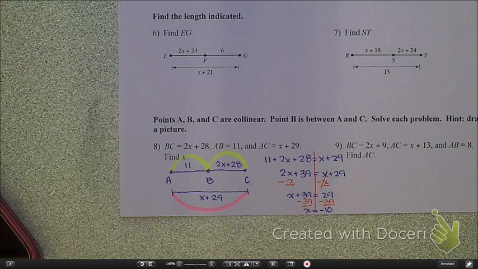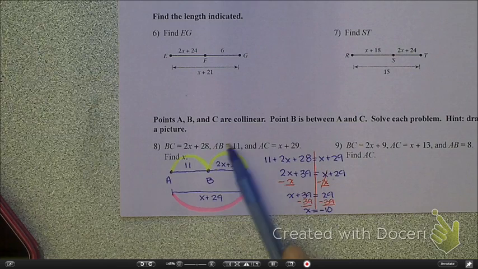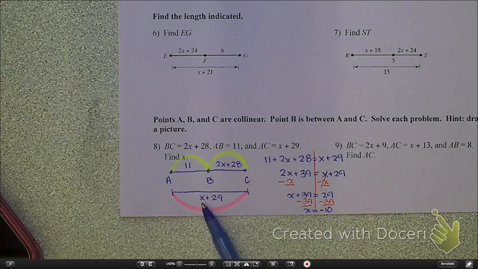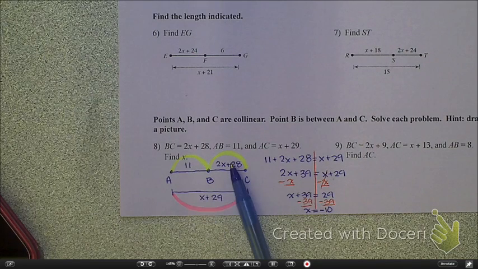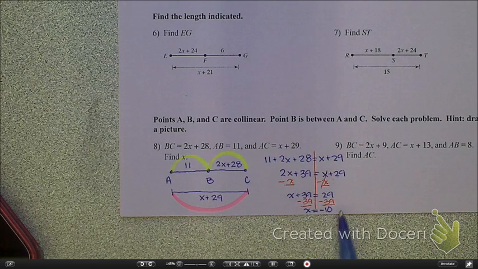Now, if I'm not sure if that's the right answer, I can take negative 10 and plug it in here, and plug it in here, and see if all of this works out to be true. So if I plug in negative 10 here, I get 2 times negative 10 is negative 20, and negative 20 plus 28 gives me 8. Okay, so I get 8 for this part here. When I plug in negative 10 here, I get negative 10 plus 29 is 19. So 11 plus 8 does in fact make 19. So this is correct. X does equal negative 10.